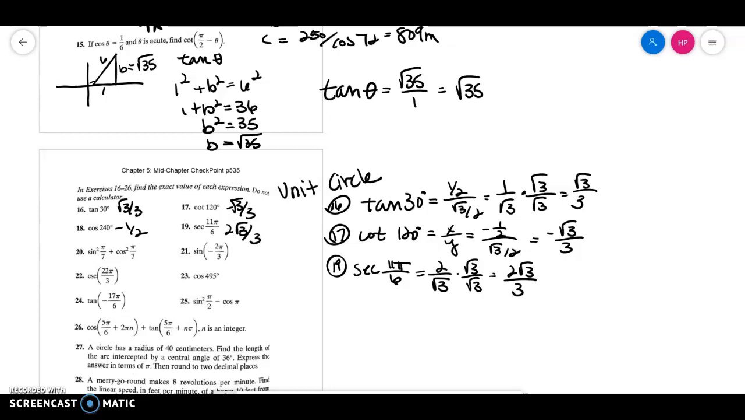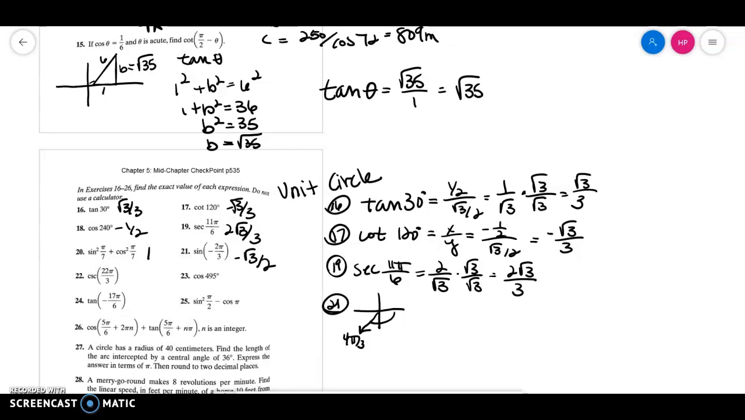Sine squared of an angle plus cosine squared of an angle, we did not spend a whole lot of time addressing. That is simply 1. For number 21, the sine at -2 pi over 3, let's try this again. -2 pi over 3 is going to be the same as 4 pi over 3. And so that is negative square root of 3 over 2.